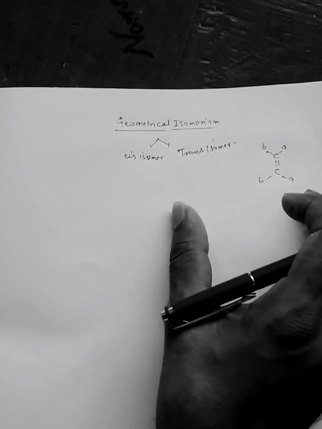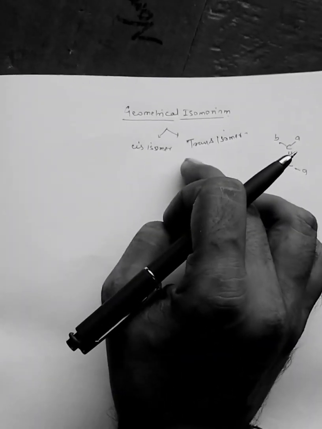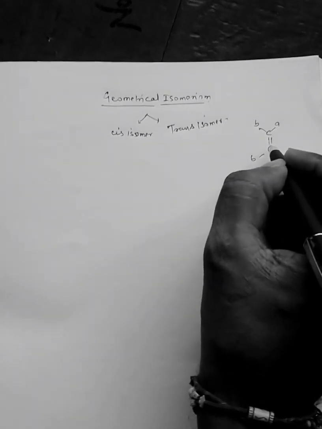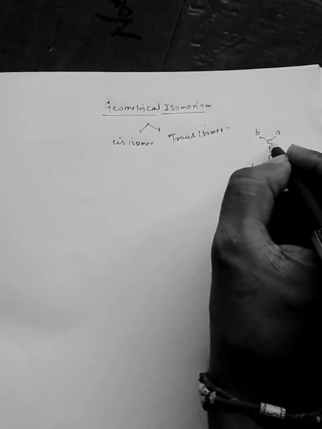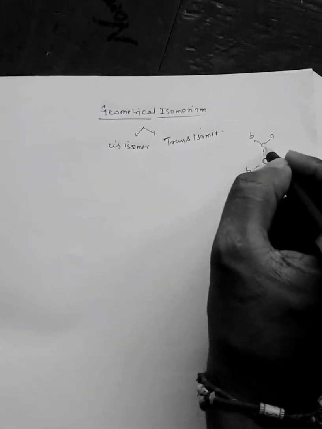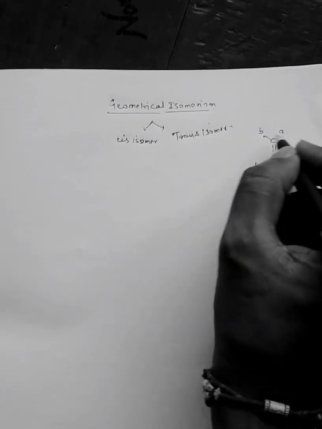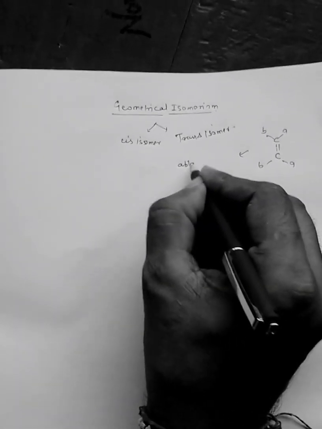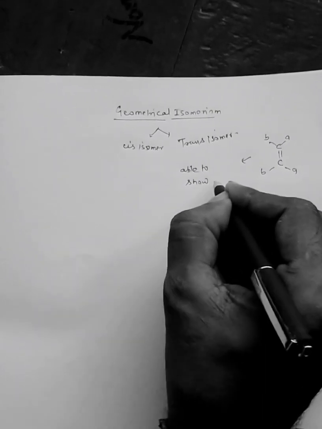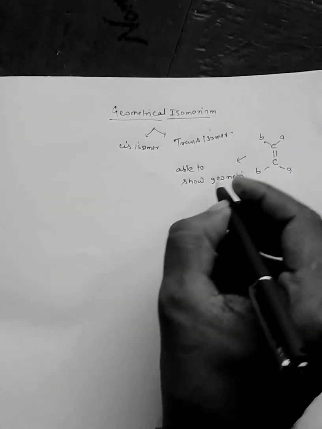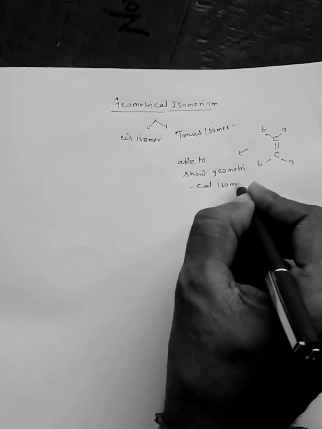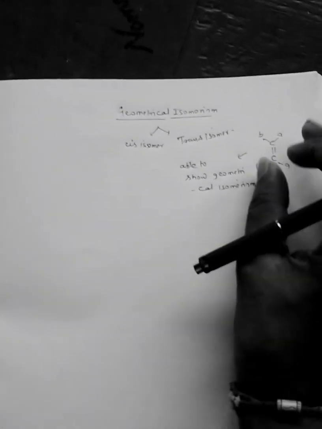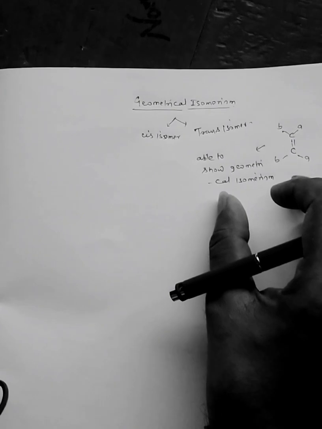Okay, so the necessary condition for geometrical isomerism is that a carbon-carbon double bond should be present first. The second one is that each terminal carbon contains two different groups. Such a type of compound is able to show geometrical isomerism. So this is the necessary condition for a compound showing geometrical isomerism.